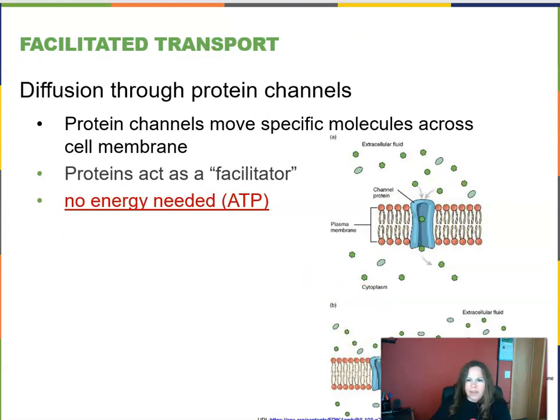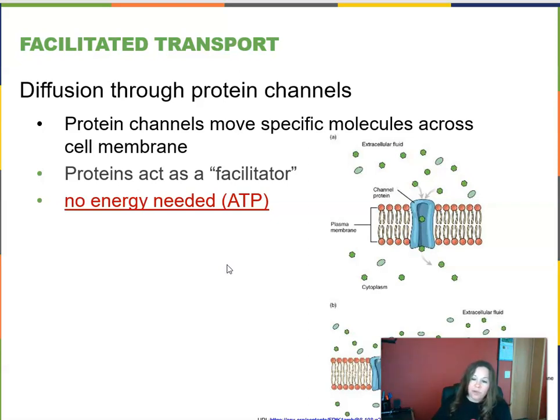Now we have another type of diffusion that does not take any extra energy in the form of ATP energy molecules. It's called facilitated transport, and this is a lot like simple diffusion. It's just that instead of going through the phospholipid bilayer, we're going to have our molecules go through a protein channel. So that protein is going to act like a facilitator and act like a channel for those molecules to go through. They probably need to go through that protein in the first place because they don't mix well with the phospholipid part of the lipid bilayer. Maybe they're polar or have some sort of characteristic that does not mix well with lipids.